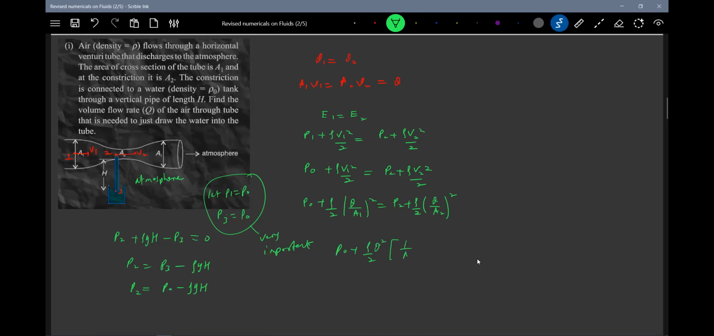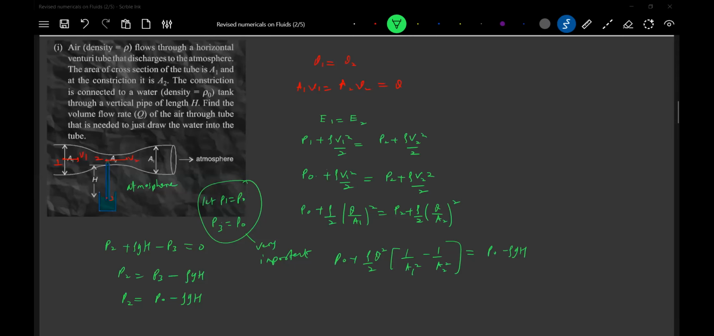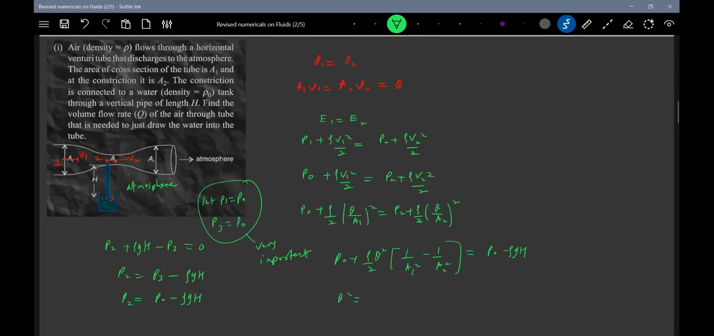Q square I'll take outside, A1 A2 square. P2 value is how much? P naught minus rho GH. So P naught gets eliminated, solving for Q square equal to, rho also gets cancelled, so 2GH by A1 A2 whole square by A1 square minus A2 square.